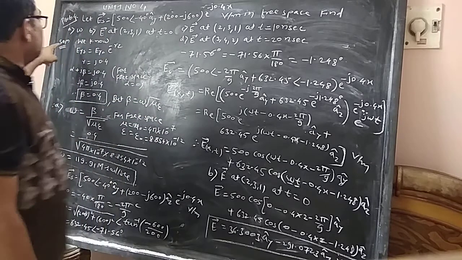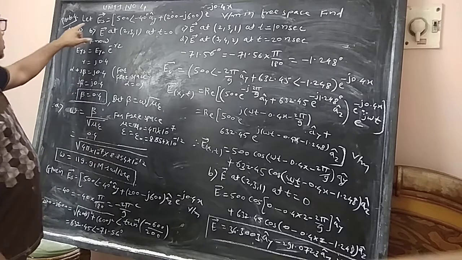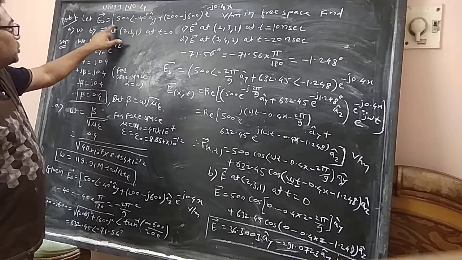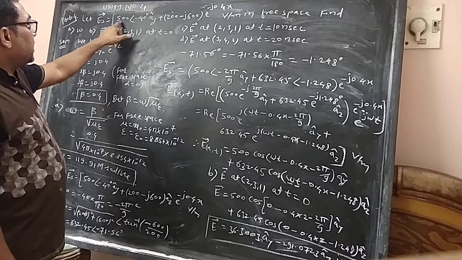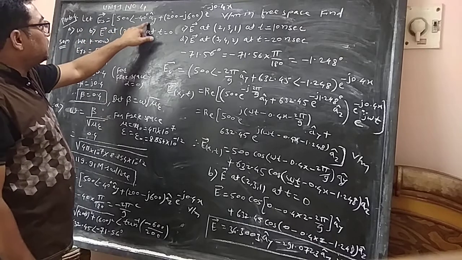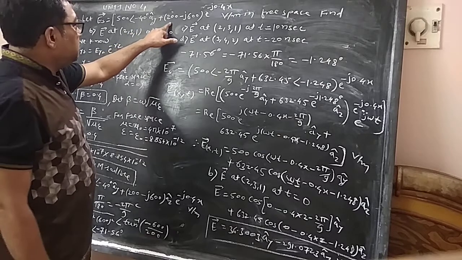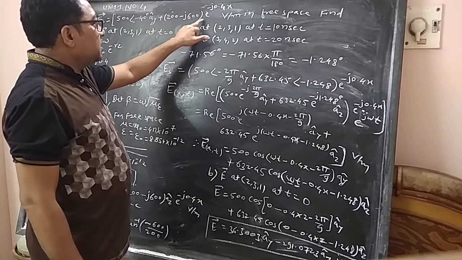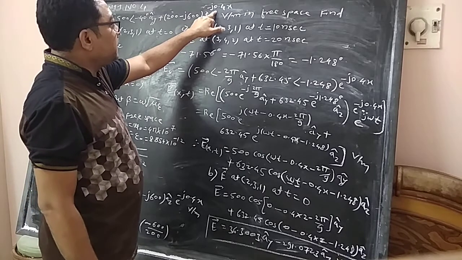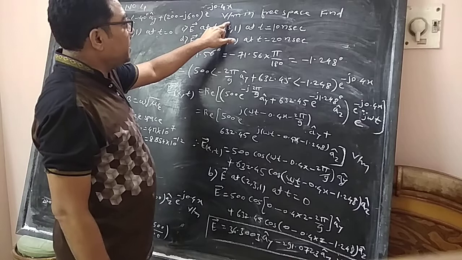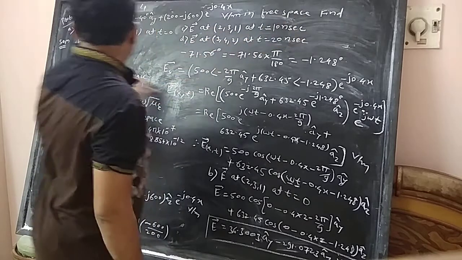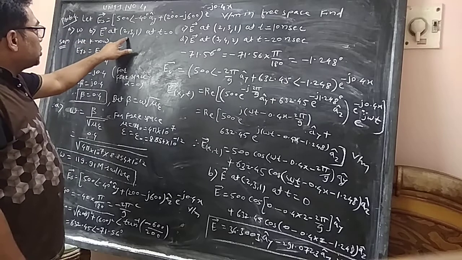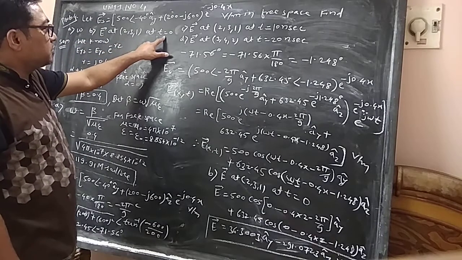The further problem is problem number 4. So, I have mentioned here the problem. Let E_s vector equal to [500 angle of minus 40 degree] a_y plus (200 minus j 600) a_z, e raised to power minus j 0.4x V/m in free space. Find option A, omega; option B, E vector at (2, 3, 1) at time t equal to 0.